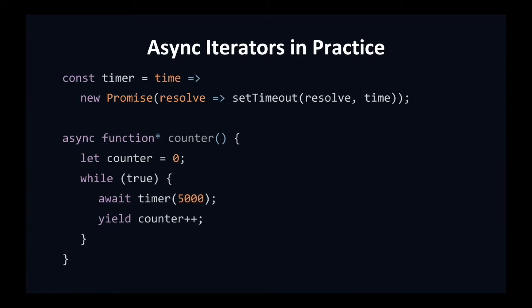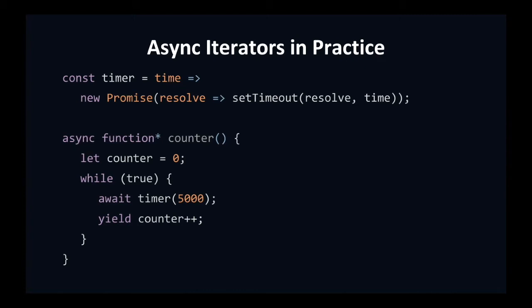Okay, so here's an actual code example. What you're looking at here is an asynchronous generator function. At the top, we've got a little function called timer that wraps a promise around setTimeout. What that does is make it so that in an async function, you can await the timer instead of having to use a callback.